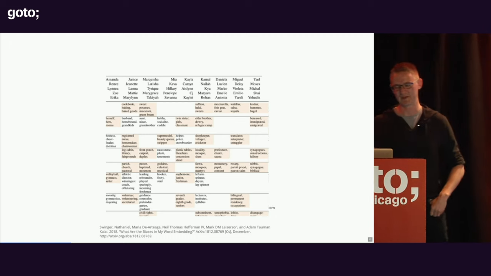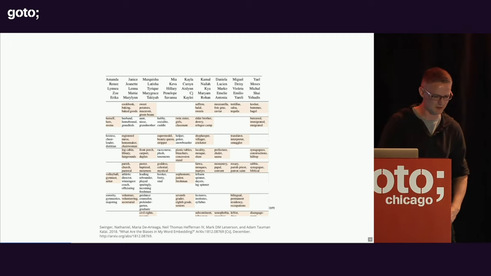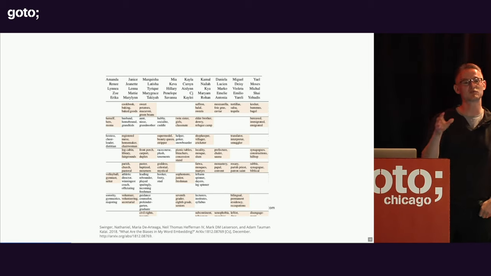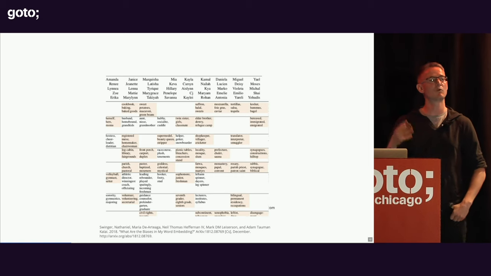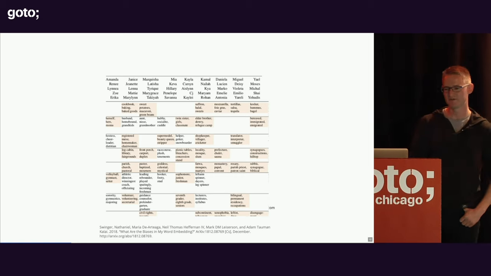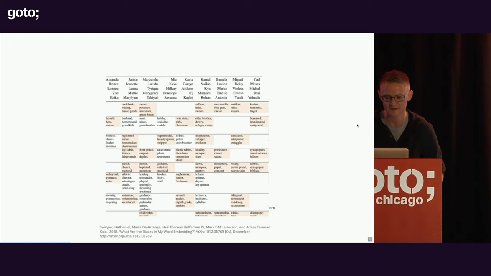I can't remember the name of which model they were looking at there. I think it was Word2Vec or something. But this is one of the very commonly used word embeddings that is used in basically all NLP models. Horrific biases existing in there.